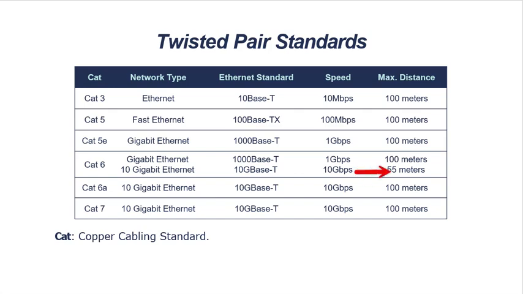So anyways, this is a standard table that helps us identify what we're talking about when we're looking at the different standards. So anyways, that's going to conclude our lecture talking about Ethernet as it applies to network cabling.